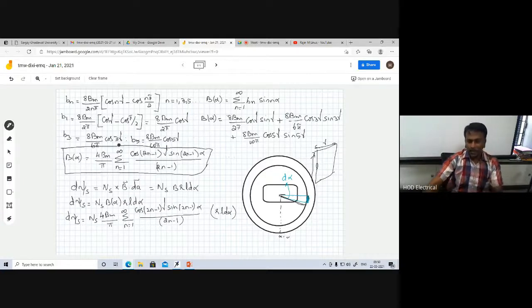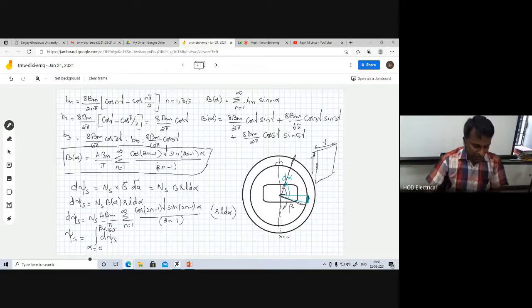Normally we have taken the coil span here as 180 degrees, but normally the coil span is adjusted according to harmonic elimination. So you can take the coil span as beta, where beta is less than 180 degrees. Then psi s is the integral of d psi s from alpha equal to 0 to beta. If we substitute these values here, we get the flux linkage.